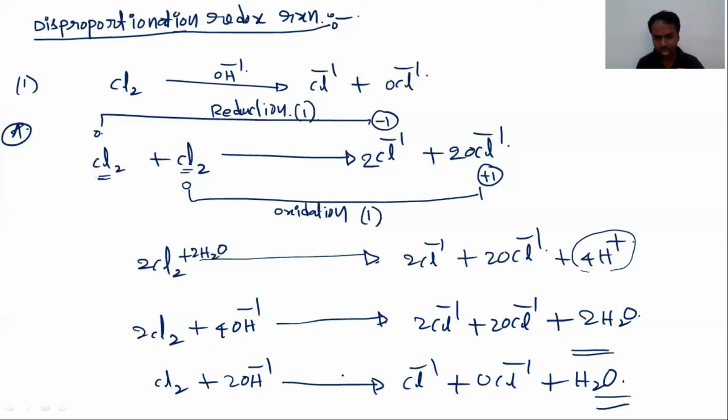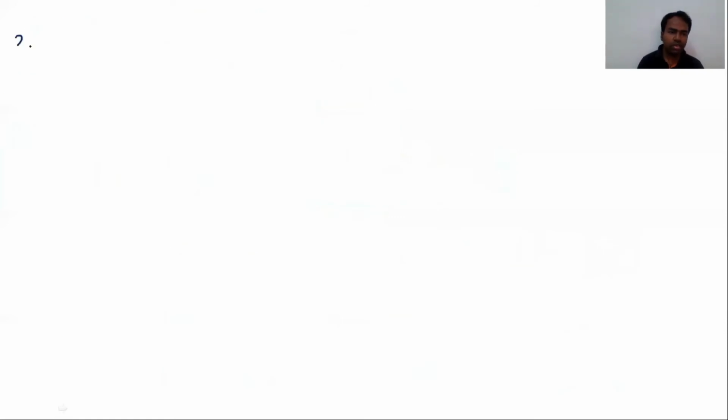If you want to cross-check whether the equation is balanced, simply check the charge. The reactant side is -2; on the product side, -1 and -1 give -2. Now the equation is balanced. So take one more disproportionation redox reaction, the second one. This is the equation: P4 forms PH3 plus H2PO2⁻. This is an example of a disproportionation redox reaction.